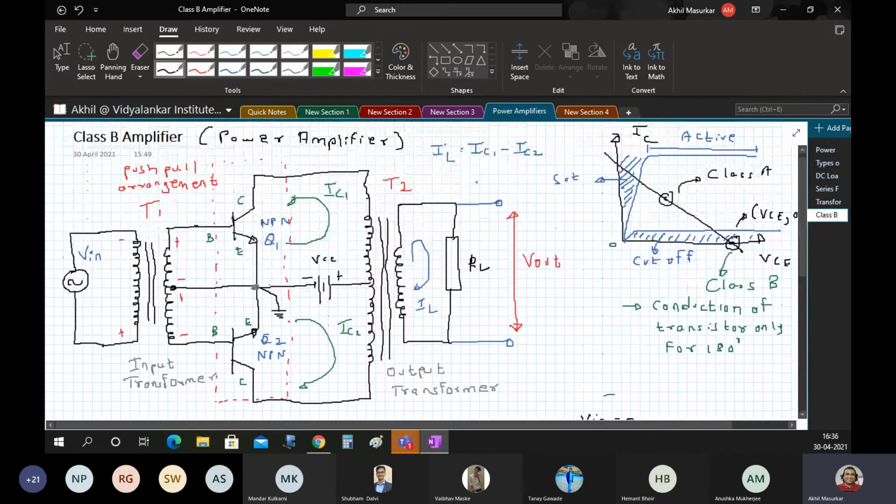So during positive half cycle, this is the polarity. During negative half cycle, the polarity will change. It will become minus, plus, minus, plus. And here we have minus, here we have plus. So Q2 turns on, Q1 turns off. And if you look at this and this, it is vice versa.